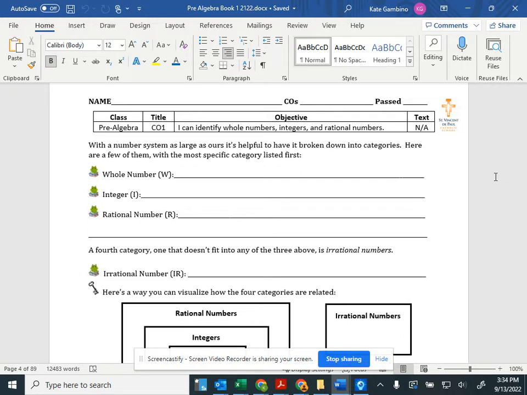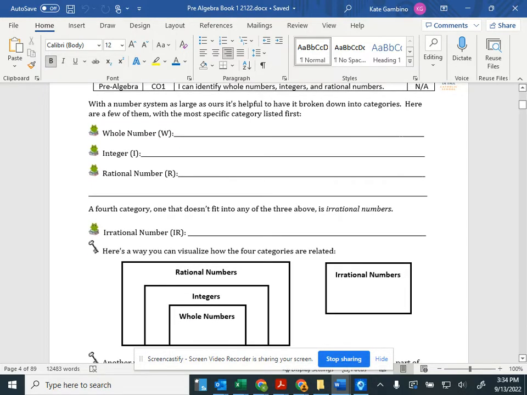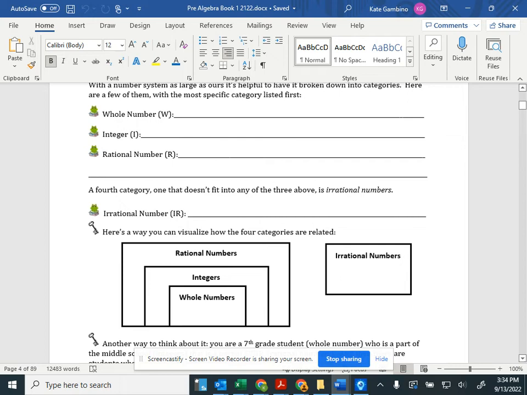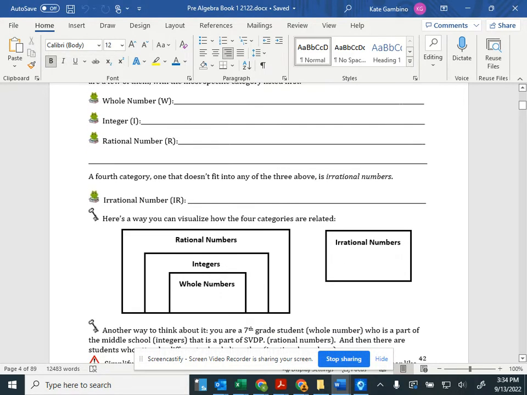We are doing CO1. I can identify whole numbers, integers, and rational numbers. We're going to learn what all of those words mean and how to apply it to our numbers. With a number system as large as ours, it's helpful to have it broken down into categories. Here are a few of the categories with the most specific category listed first.